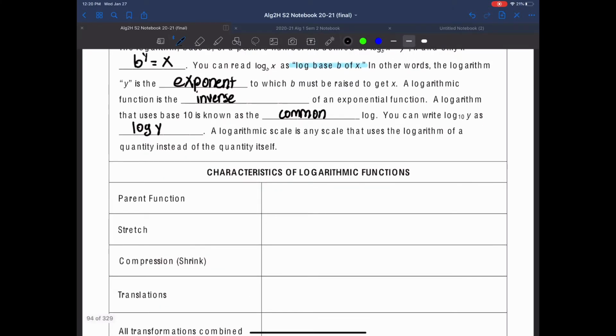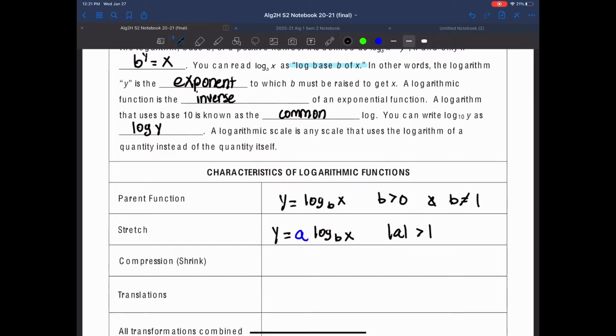So first of all, what is the parent function of a logarithm? Well, y equals log base b of x when b is greater than 0 and b does not equal 1. That is the parent function of a logarithm. Now let's talk about the stretch of a logarithm graph. So what in my function is going to cause my graph to stretch? Well, let's say we have y equals a times log base b of x. If the absolute value of a is greater than 1, that's going to cause your graph to stretch.